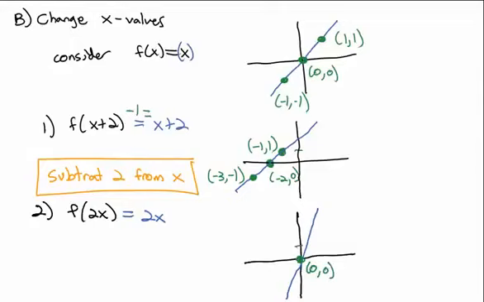A y coordinate of 1, though, if we make 1 equal to 2x and divide both sides by 2, we see the x coordinate is 1/2 when the y coordinate is 1. Similarly, if we do a y coordinate of -1 and divide both sides by 2, we find out that x is -1/2 when y is -1. So notice from the original graph, again, we've kept the same y values and looked at how the x values changed. The x values went from 1 to 1/2, and from -1 to -1/2, and from 0 to 0.